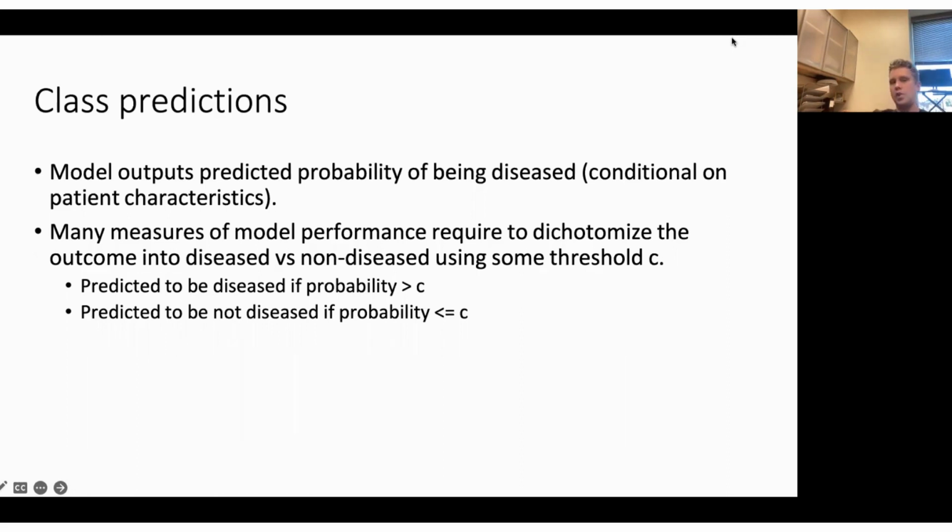Many measures of model performance require you to, instead of having a probability, label participants diseased or non-diseased. Rather than having a 5% probability of being diseased, you want to classify into predicted class labels, and that requires you to select some cutoff or threshold. If you fall above that threshold, the participant is predicted to have the disease. If you fall below it, the model says this person does not have the disease. This takes a continuous spectrum and makes it binary, diseased versus not diseased.